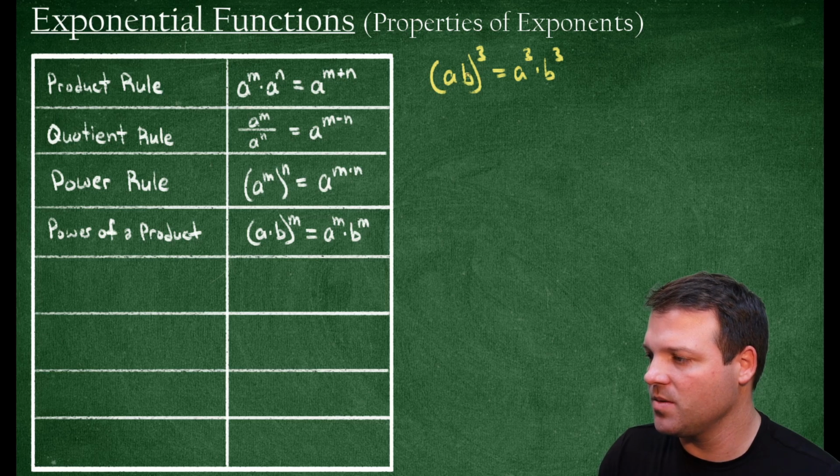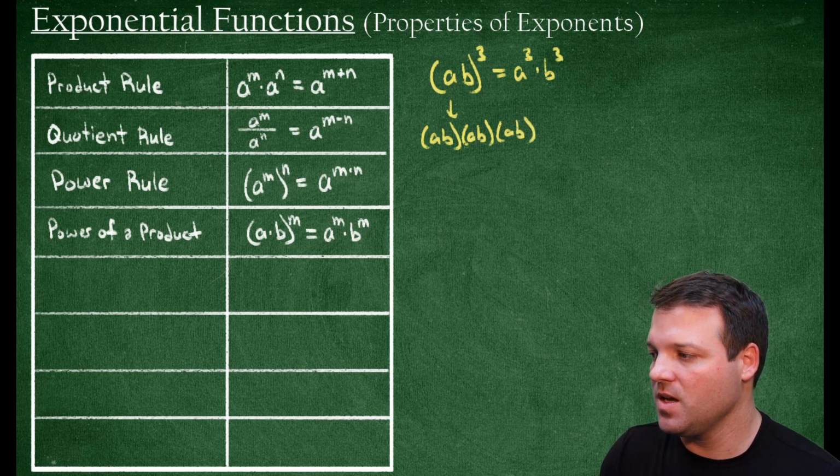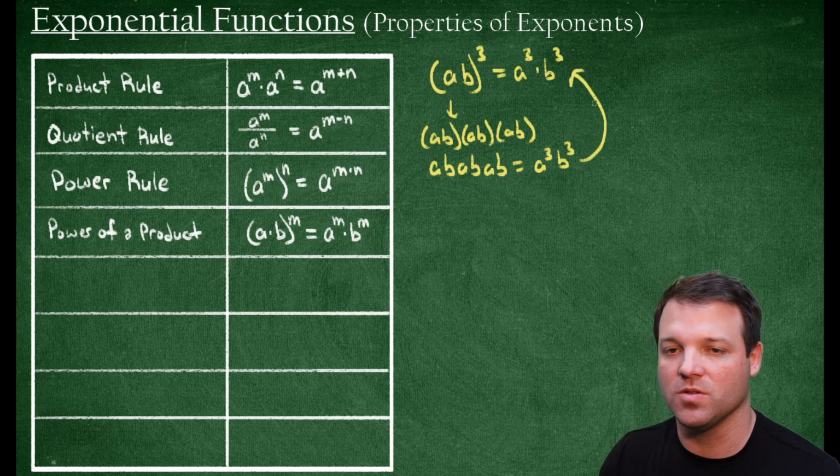I have ab all to the power of 3, which is the same thing as ab times ab times ab. I can drop these parentheses. That's really ab times ab times ab. If I combine the like terms here, I have a times a times a, which is equal to 3 a's or a cubed, and b times b times b, which is equal to 3 b's or b cubed, which is equivalent to what we were expecting.